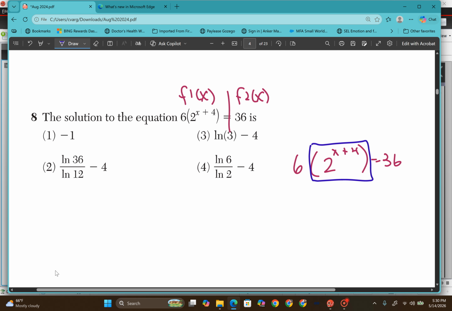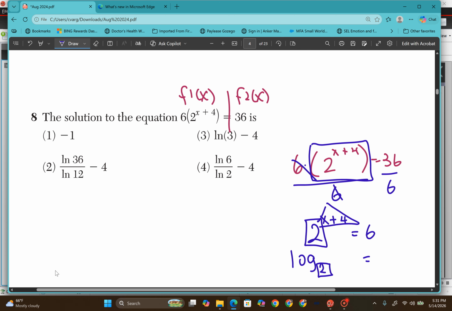To get rid of the 6, divide both sides by 6. So it cancels out, and we get 2 to the x plus 4 is equal to 6. The opposite of an exponent is log. So we do log. This 2 is our base, so it comes on the bottom. The answer to a log is the exponent, so the exponent is x plus 4. And then 6 goes here. So far I have log base 2 of 6 is equal to x plus 4.